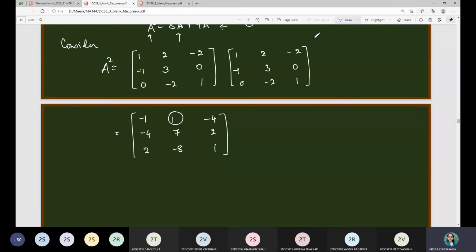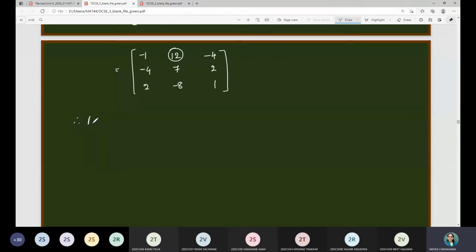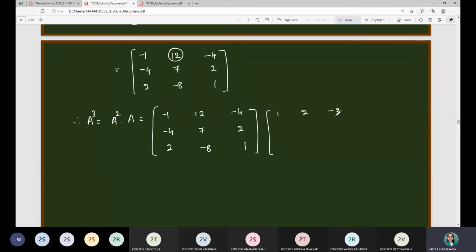That is why I said that if a mistake happens in A square, it will carry forward into A cube also. So be careful. So therefore A cube, that is A square into A, that is equal to this obtained matrix minus 1, 12, minus 4, minus 4, 7, 2, 2, minus 8, 1, and A, that means it will be 1, 2, minus 2, minus 1, 3, 0, 0, minus 2 and 1.